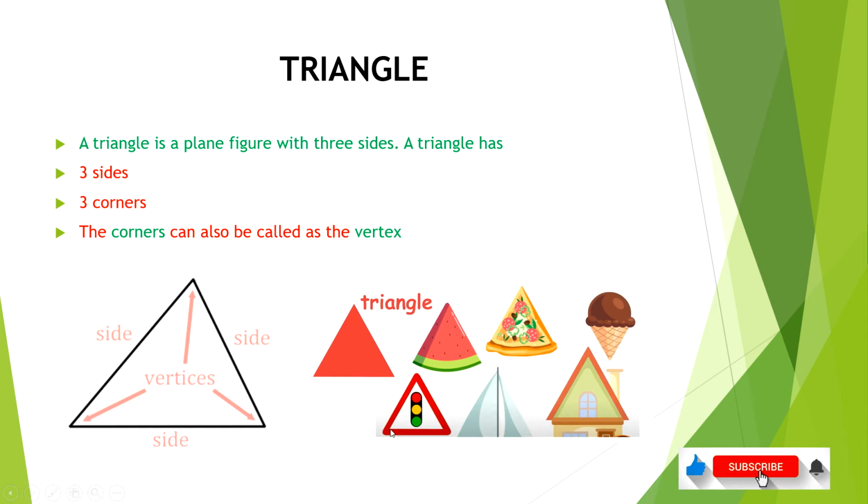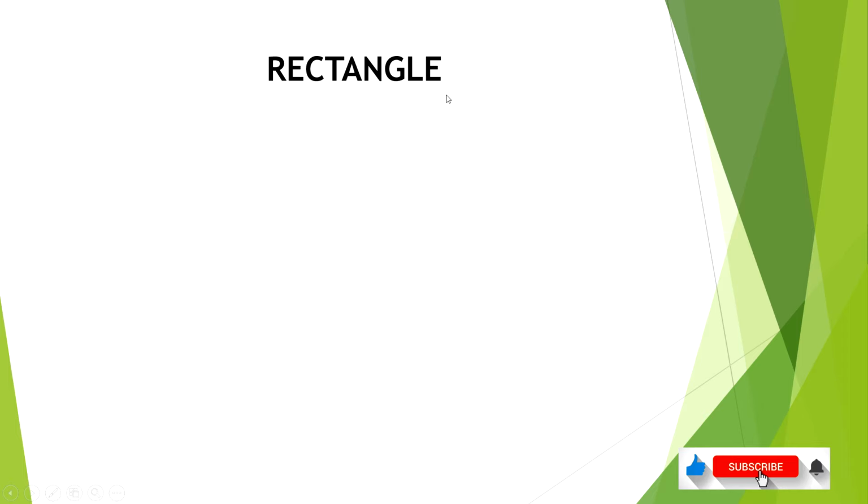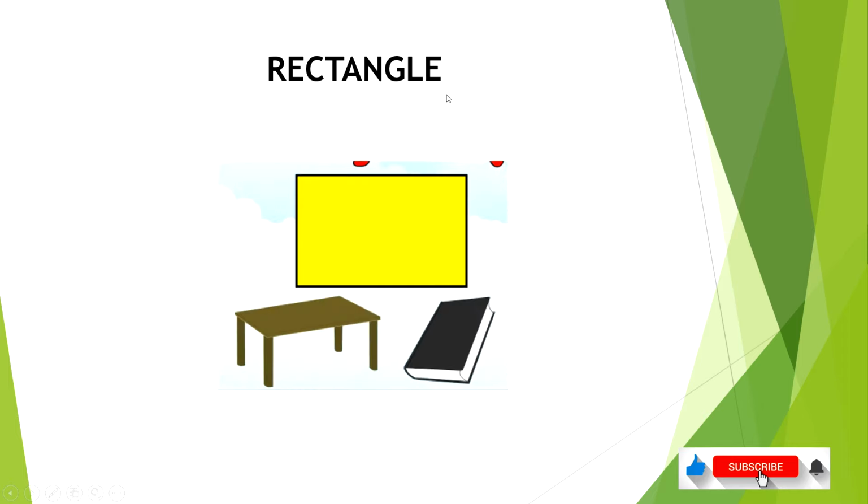So this has 3 sides, right? So this is the triangle with 3 sides, 3 corners, and 3 vertices. Now we'll move to the next figure, that is called rectangle.